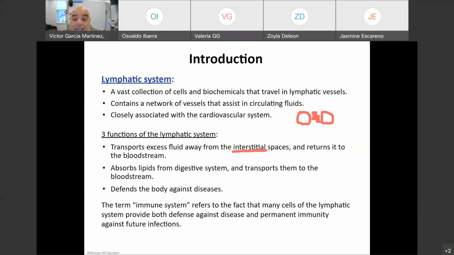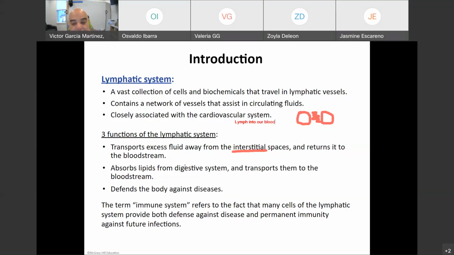It's going to be draining lymph into our blood. Then the first function is transporting the excess of fluid away from the interstitial space and returning that fluid, which is lymph, into the bloodstream.